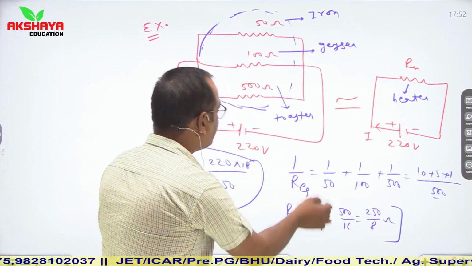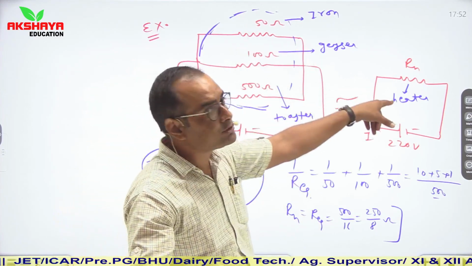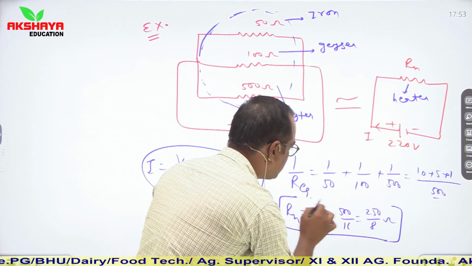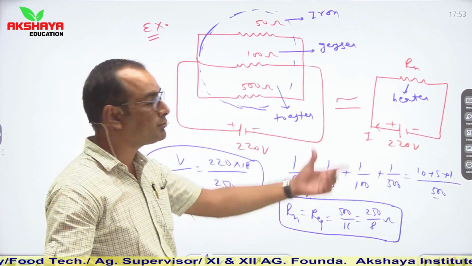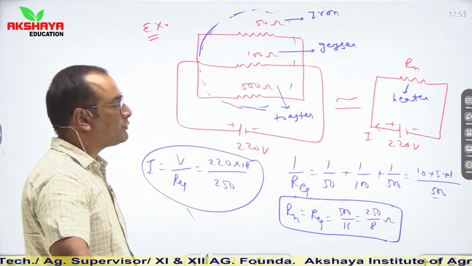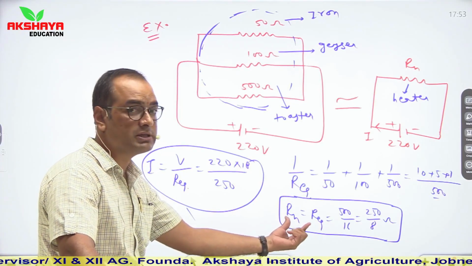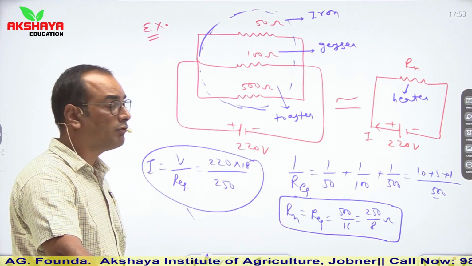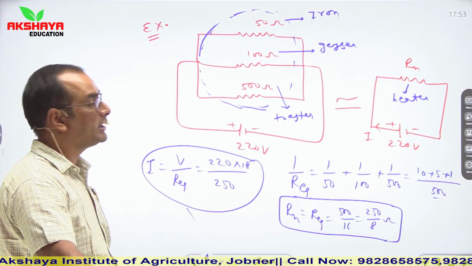So this is the equivalent resistance of this combination, which is equal to the resistance of the heater. So let us say this R equivalent is equal to RH. RH is the resistance of the heater connected with a source of 220 volt. Now our question is, what is the current flowing through it? If this is the resistance of this heater, then we know the value of potential difference as 220 volt. So simply use the relation I is equal to V upon R equivalent.